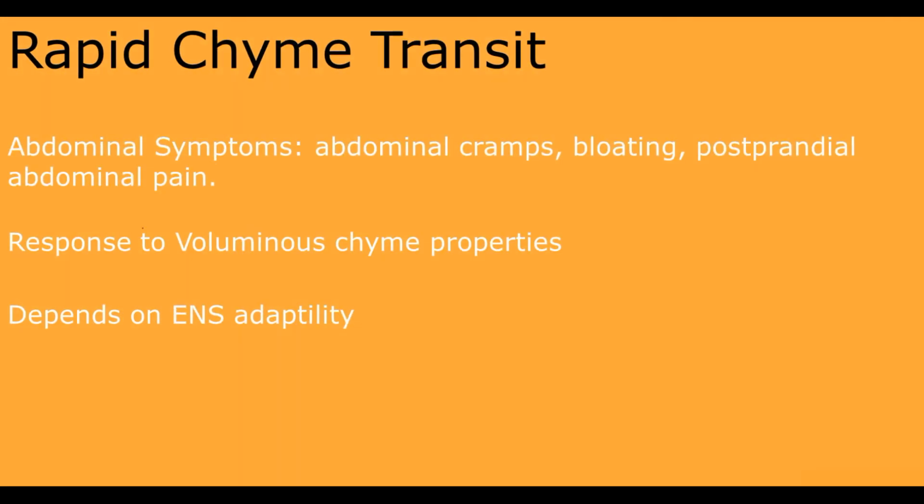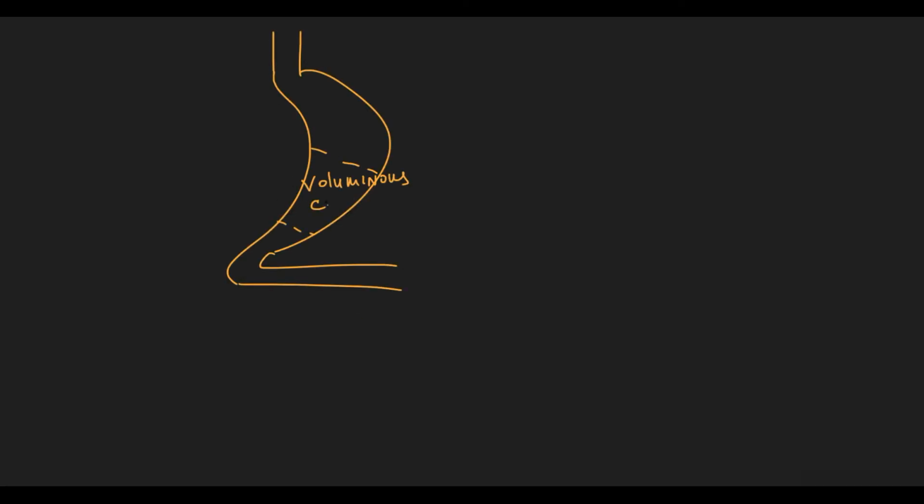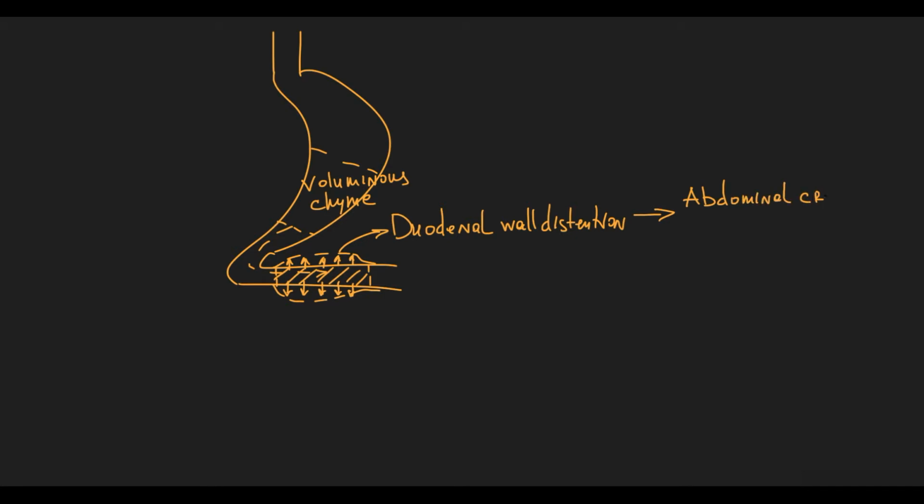The first mechanism is rapid chyme transit. This mechanism causes clinical symptoms such as abdominal cramps, bloating, and postprandial abdominal pain. All these symptoms are the abdominal symptoms of early dumping syndrome. The mechanism of rapid chyme transit is a response to voluminous properties of chyme. When voluminous hyperosmolar chyme enters the duodenum, this massive portion of chyme causes abnormal distension of the duodenal wall. This abnormal distension causes dumping symptoms such as abdominal cramps and bloating.